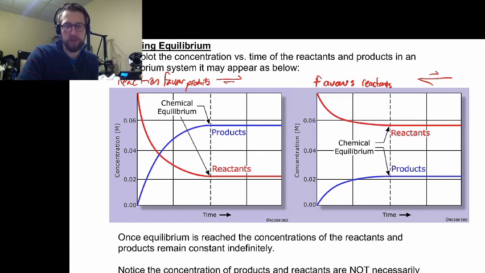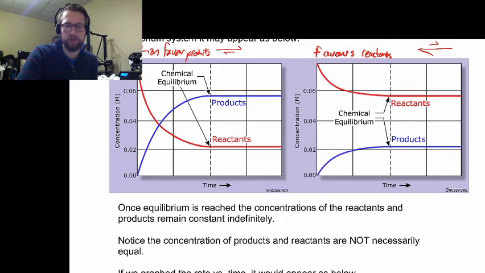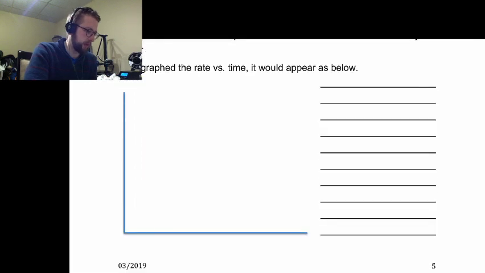Unless there's a change to the system, typically a change through adding more energy or changing the volume, the system should stay at equilibrium forever, pretty much. Notice the concentration of products and reactants are not necessarily equal. If we graph the rate and time, it would appear as below. So let's go with time and rate.